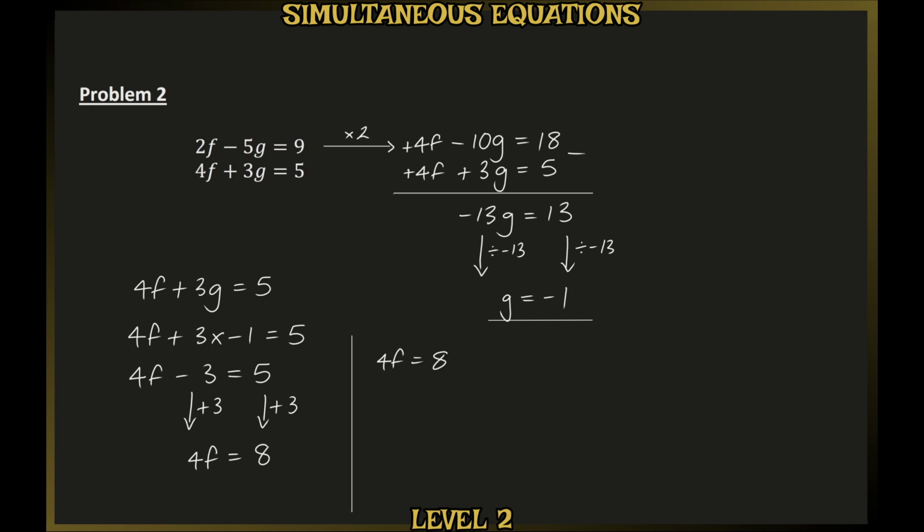To now remove the times 4 from in front of the f, we use its inverse, which is divide by 4, and do the same on the right. And on the left, the times 4 and the divide by 4 cancel out to leave us with f. And on the right, 8 divided by 4 gives us 2. So f is equal to 2. And this means that our final answer for problem 2 is f equals 2, g equals minus 1.